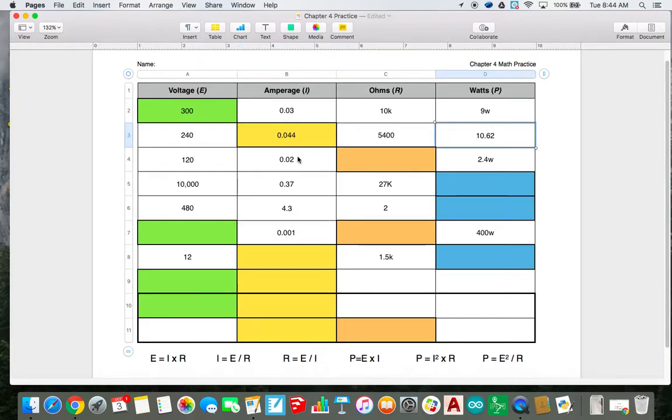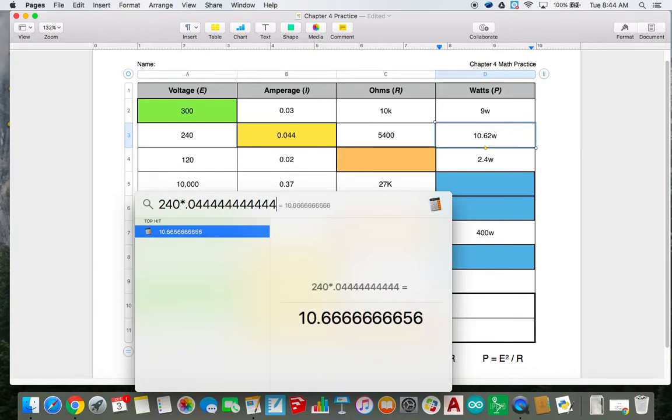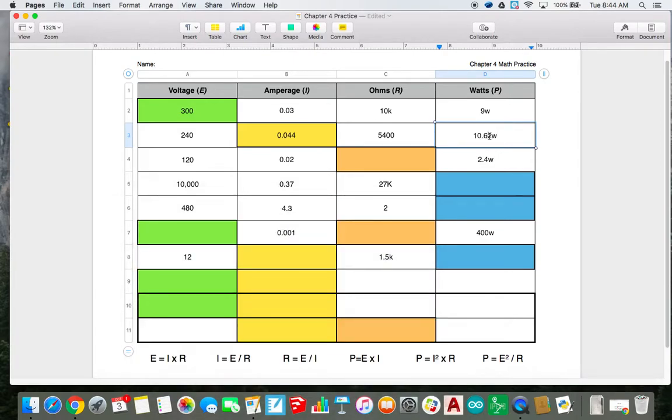Now let's double check that 10.62 is correct here for my watts. And so 240 times 0.044, and we get, okay, we get 10.6. Okay, very good. So there's two. The third one, this will be the last one because you can work through the rest of it, and I need to use the rest of my time on this video to tell you what you need to do with the rest of it.